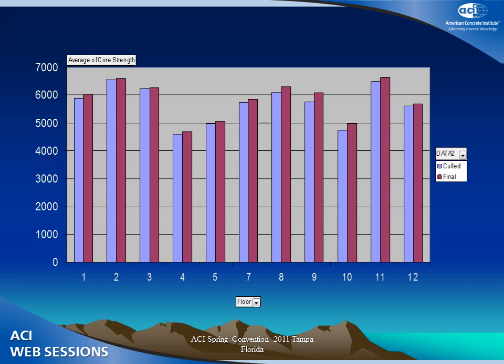And this is the untreated, the raw data culled. In other words, when we left out the cores for the rebar and the ones that were too short. And then the final data after we apply those factors. And there really isn't much of a difference between those numbers on any of the floors or collectively.